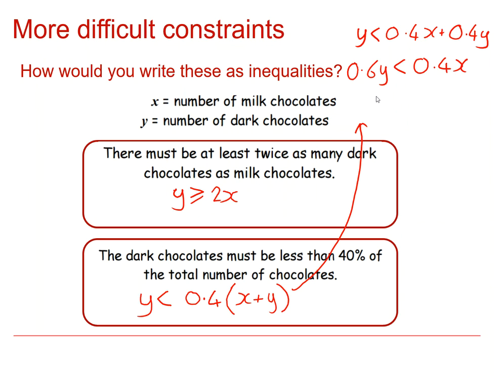And it might be nice to get rid of these decimals and write it in terms of integers, so I could multiply by 10 to get 6y is less than 4x, and then divide by 2 to get 3y is less than 2x.